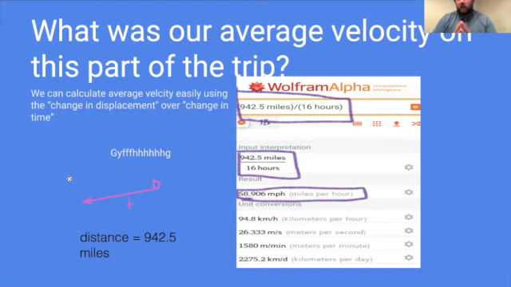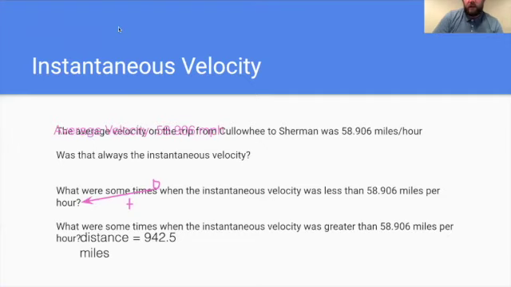Now, did I go 58.906 miles per hour the whole time? Obviously not. My average velocity was 58.906 miles per hour. But that doesn't mean my instantaneous velocity was always 58.906 miles per hour. So let's think about the difference. Average velocity was this number, 58.906. Was that always the instantaneous velocity? The answer is definitely not.